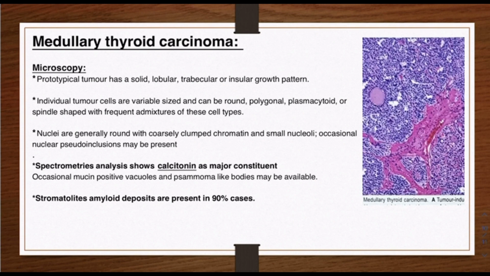Medullary thyroid carcinoma. Microscopy. Prototypical tumor has a solid, lobular, trabecular, or insular growth pattern. Individual tumor cells are variable sized and can be round, polygonal, plasmacytoid, or spindle shaped with frequent admixtures of these cell types. Nuclei are generally round with coarsely clumped chromatin and small nucleoli. Occasional nuclear pseudoinclusions may be present. Immunohistochemical analysis shows calcitonin as a major constituent. Occasional mucin positive vacuoles and psammoma-like bodies may be present. Stromal amyloid deposits are present in 90% of cases.